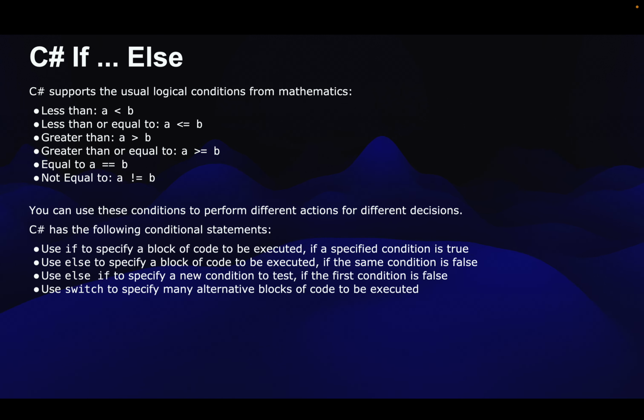Use if to specify a block of code to be executed, meaning whenever you are going to execute your particular block and the condition is true. Use else to specify a block of code to be executed if the same condition is false. Use else if to specify a new condition to test if the first condition is false. And use switch to specify many alternative blocks of code to be executed.